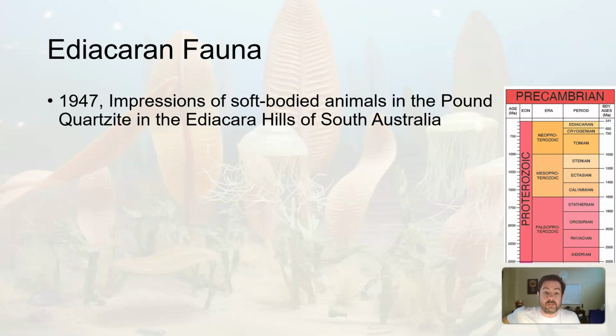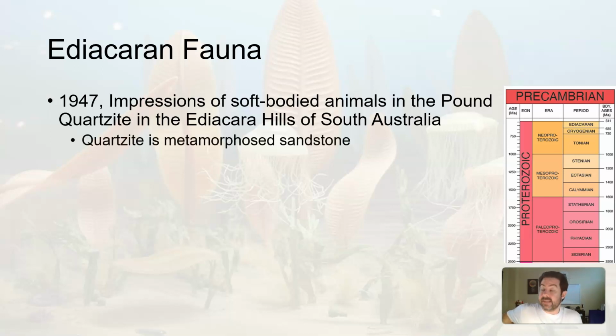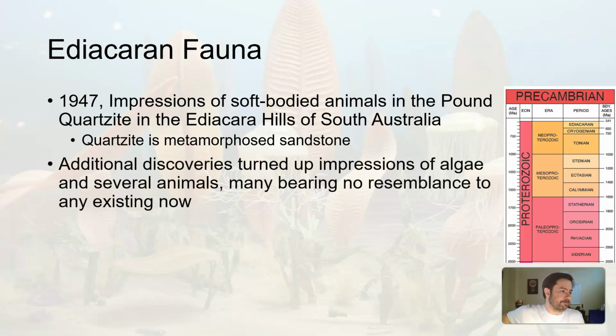Ediacara hills of southern Australia and quartzite. Quartzite is metamorphosed sandstone. So this sandstone, this marine sandstone, indicates a shallow marine environment. And so these fossils are found in what was once sandstone, but now that sandstone has been metamorphosed, but we still get those fossil impressions, those imprints within those casts within the metamorphic quartzite, which was once sandstone that underwent a little bit of heat and pressure.